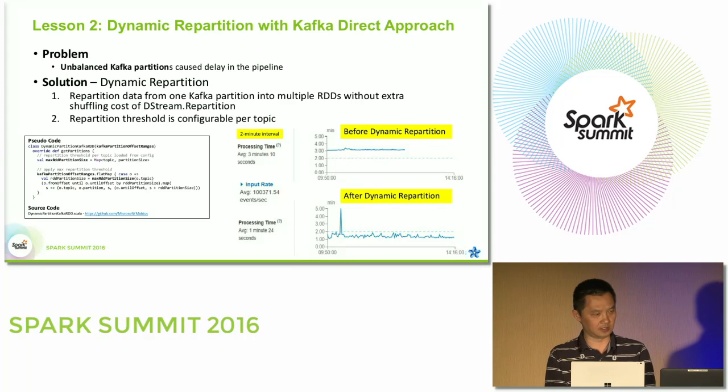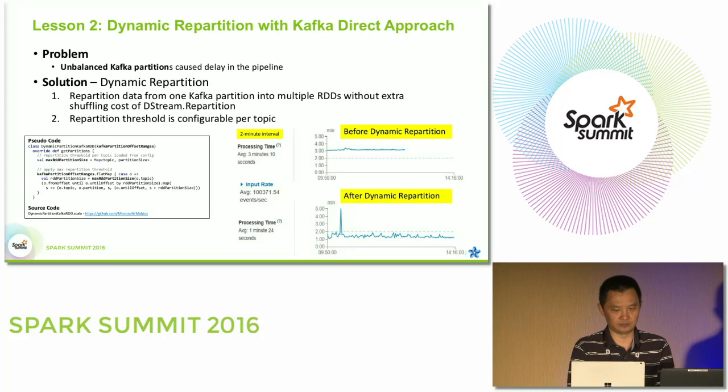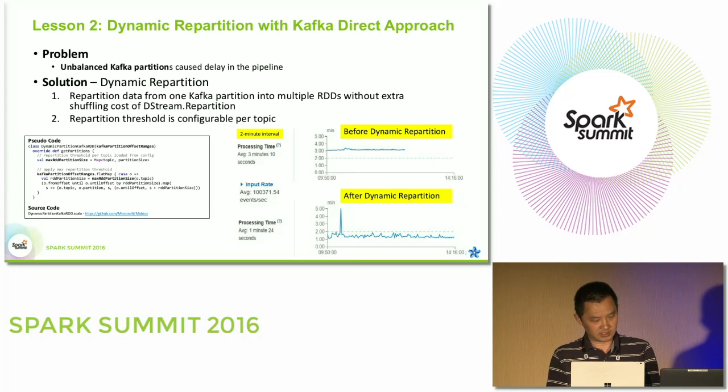In other words, there can be multiple RDD partitions that each read one of the offset ranges of the same Kafka partition. So this achieves the same result as the native repartition API, but without extra shuffling cost. After we apply this approach, the average processing time drops within the batch interval time, so the application is back in a stable state again.